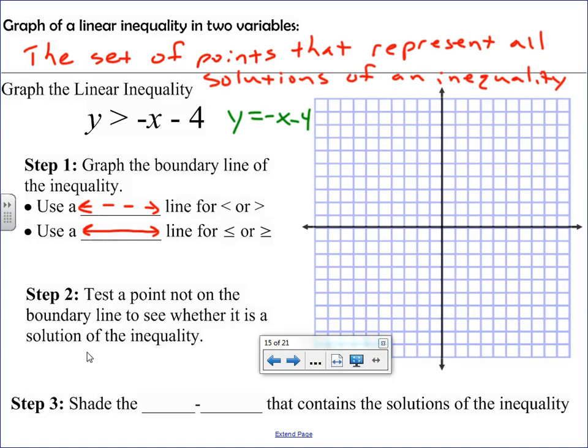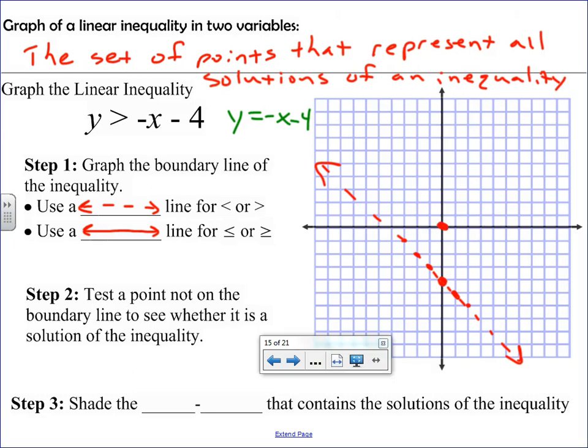Okay, so the first thing we want to do is graph that line. Our intercept is at negative 4, and our slope is negative 1. We're just going to graph that down. And since it's greater than, I'm going to put a dashed line to show where my boundary is. Next, we choose a test point. Make sure it's not on the boundary line so we can see which side is the solution. If you can, choose 0, 0 because that's an easy one to test.